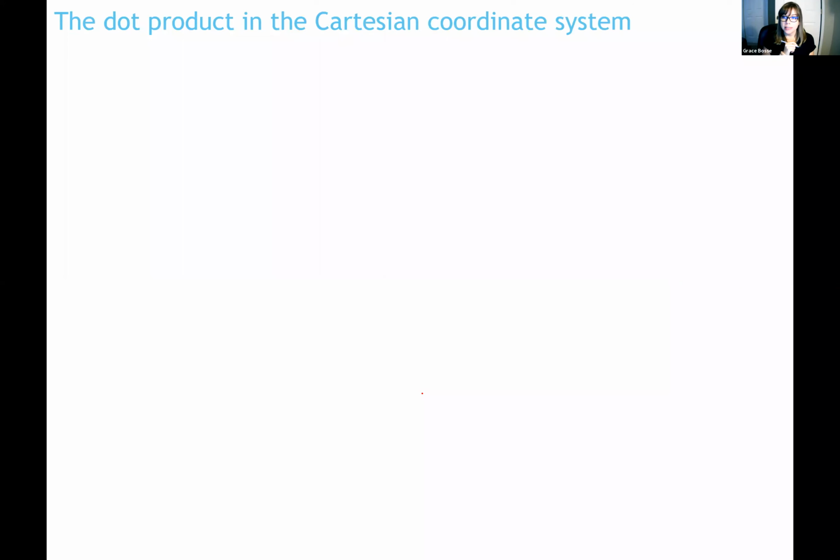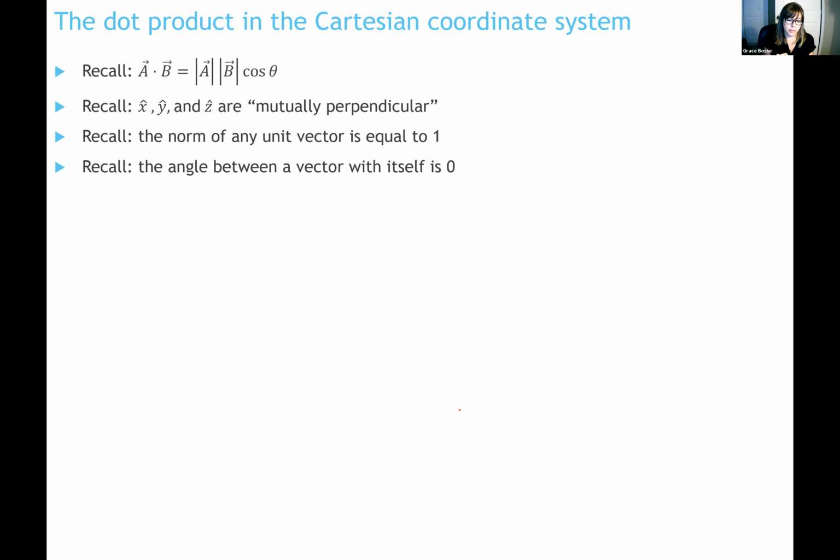So now let's put it explicitly in the context of the Cartesian coordinate system. I just want to remind you of just a couple things. Again, the definition of the dot product is the norm of the first vector times the norm of the second vector times the cosine of the angle between them. Also, in the Cartesian coordinate system, this system is defined by the unit vectors x hat, y hat, z hat. They're defined by a right-hand rule.